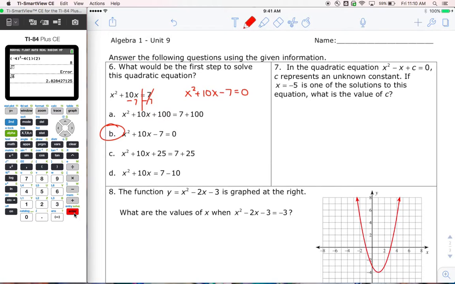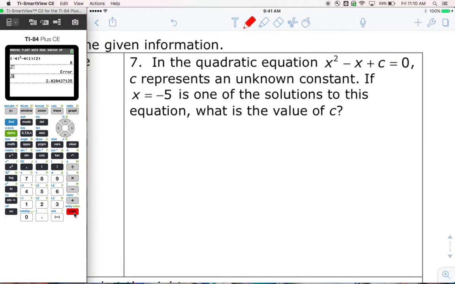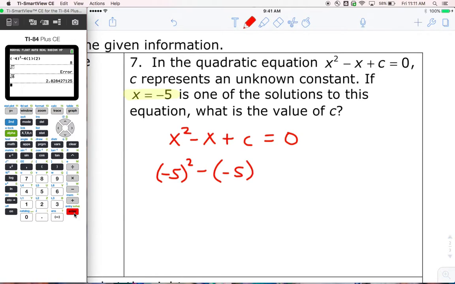Question 7. In the quadratic equation, x squared minus x plus c equals 0, c represents an unknown constant. If x is negative 5, what is c? Well, let's just write it. It's kind of a weird problem, but we can muddle our way through this one if we just use what we're given. They tell us x is negative 5, so we have to use that. Instead of writing x, I'm going to write negative 5. And I got a minus, and again negative 5 plus c equals 0. Right, y'all? They told me x was negative 5, so I plugged it in for x.